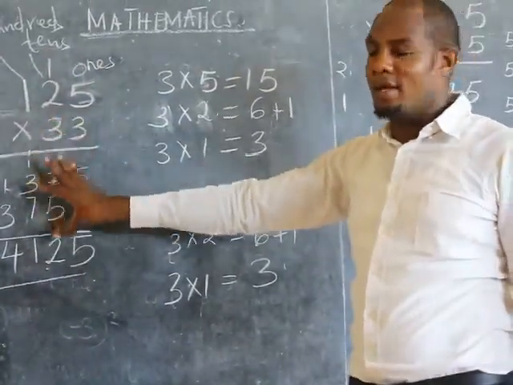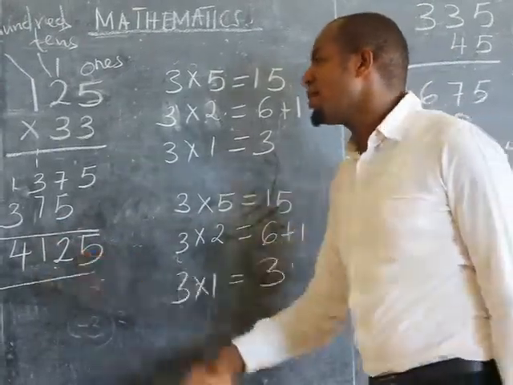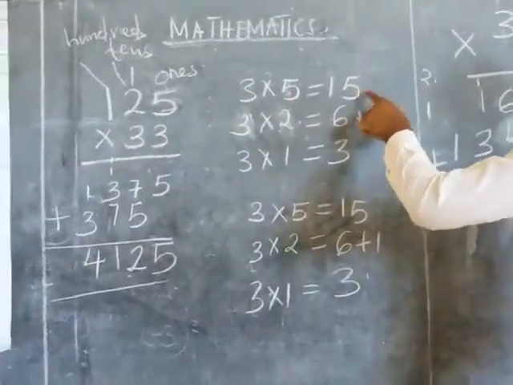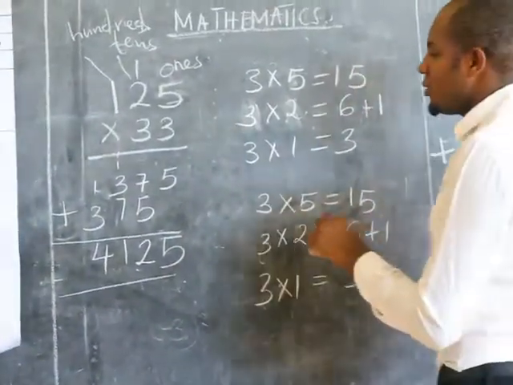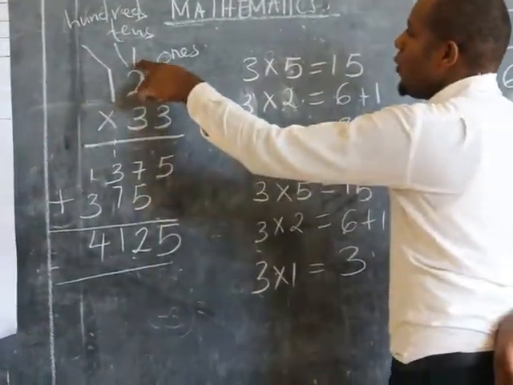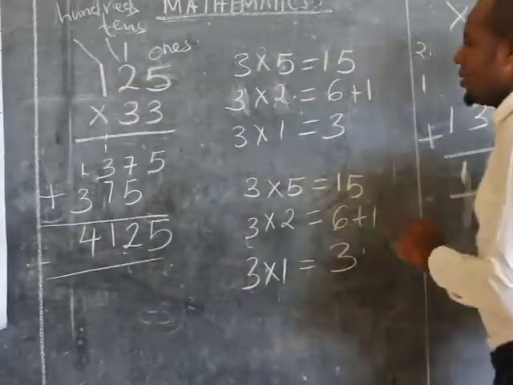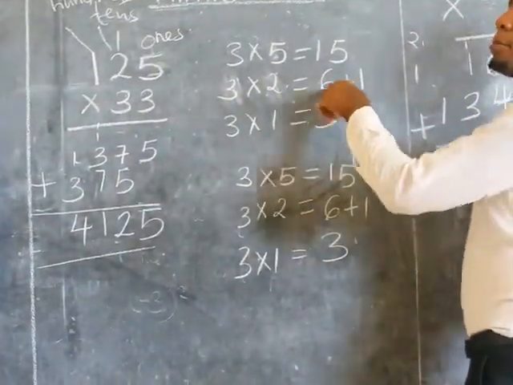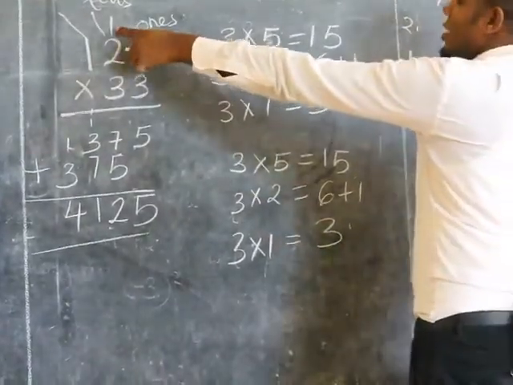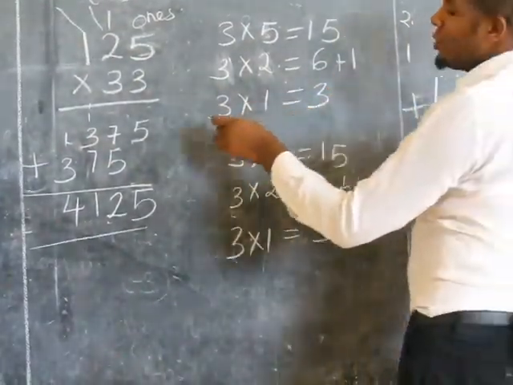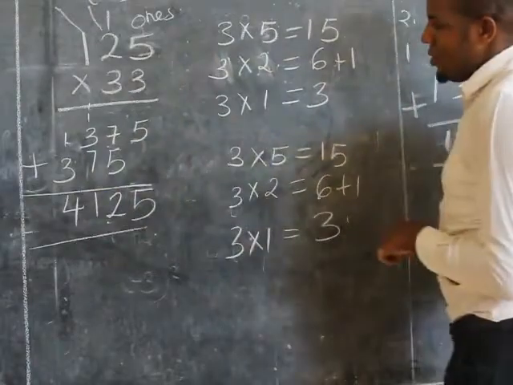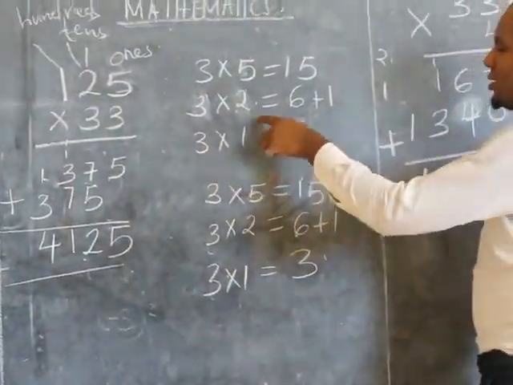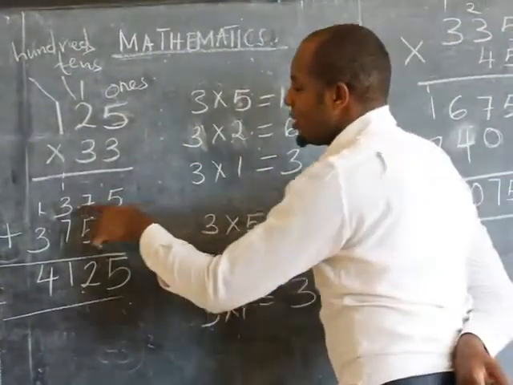After that, we are going to add. So 3 times 5 is equals to what? 15. Then we write 5 and carry 1 up here. Therefore, 3 times 2 is equals to 6, plus 1, the one that we carried up here, then we are going to get 7. Therefore, we go 3 times 1, which is equals to 3. We write that 3 here.